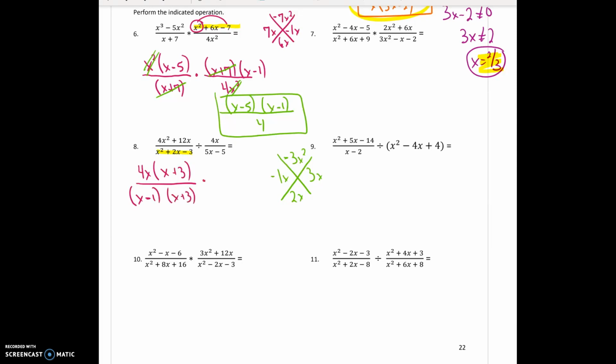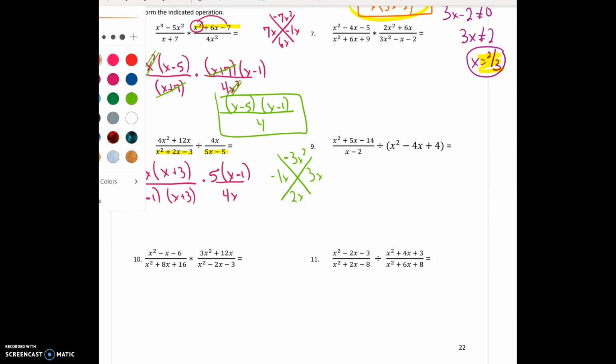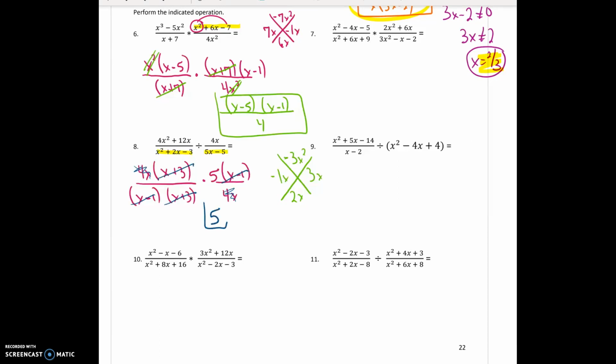Now I'm going to dot, and the 4x will flip-flop to the bottom, and this 5x minus 1 I will factor. I'll start with the GCF. I can take a 5 out, and then I'm left with x minus 1. I cannot factor x minus 1 any further. So what are those common factors between the top and the bottom? Well, first I can take out this 4x and this 4x. I can take out an x minus 1 and an x minus 1. I can factor out the x plus 3s. So when I'm done, I am only left with 5.